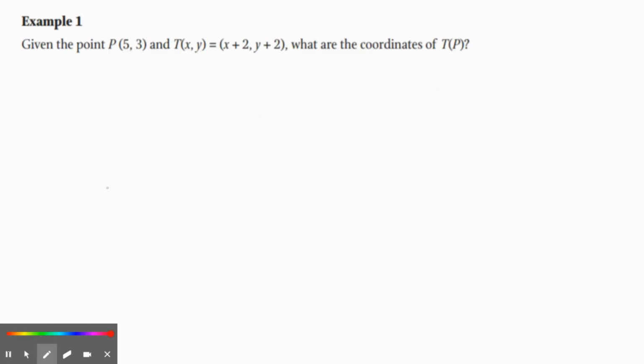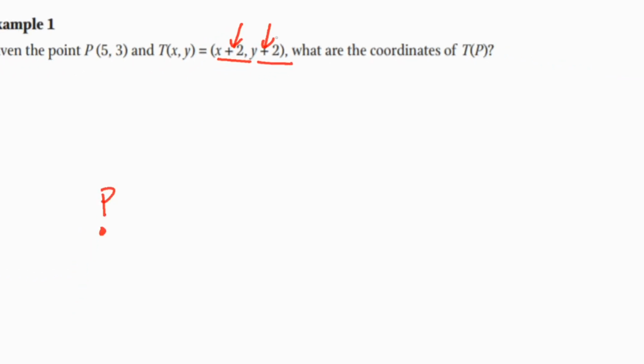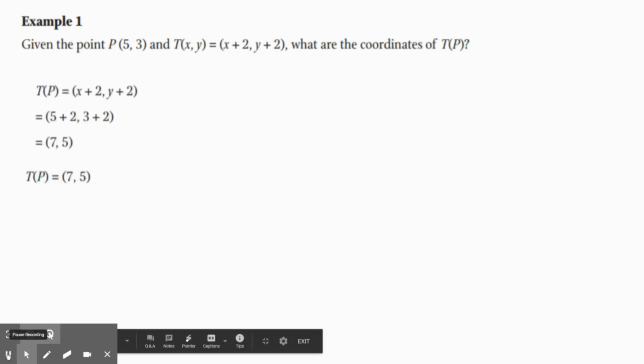Let's take a look at some examples. So you have a point P, 5, 3, and we want to translate this. I can tell it's a translation because we're either adding or subtracting. In this case, we're adding 2 to both the X and the Y values. And so what this is going to do is just glide point P basically to the right 2 and up 2. And the new point will be 7, 5.